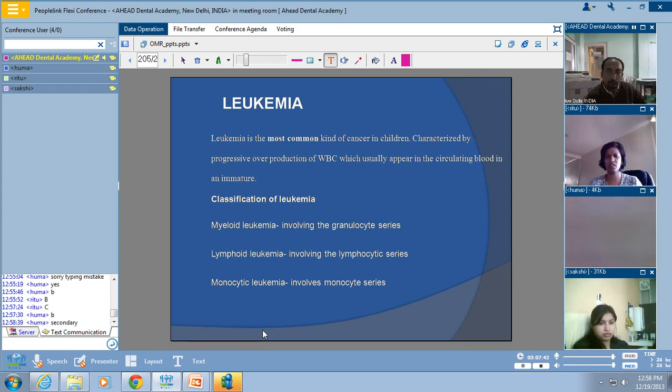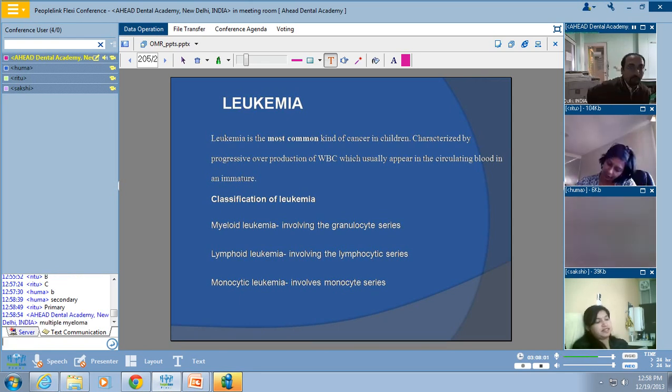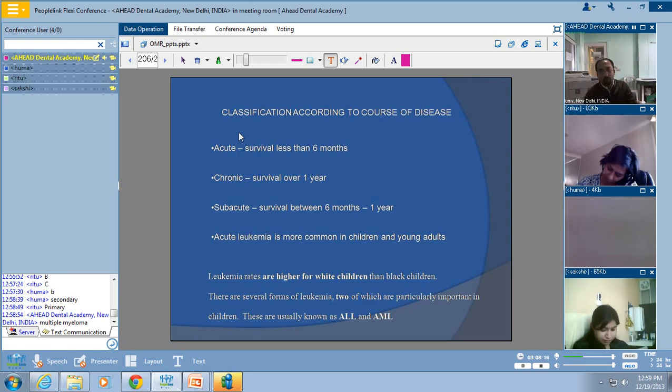Secondary is the most common malignancy of the jaws. But once you are asked which is the commonest malignancy, your answer is multiple myeloma. Okay, the commonest malignancy is multiple myeloma in elderly patients. But if you are asked of the jaws, the answer becomes secondary. Okay, so leukemia is of various types: myeloid, lymphoid, monocytic type. Just go through the slides. Just have an idea what is ALL, acute lymphoid leukemia, and AML is acute myeloid leukemia.